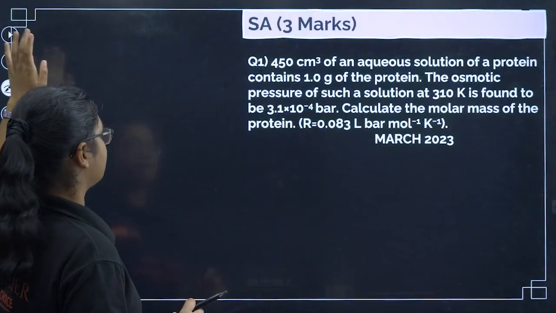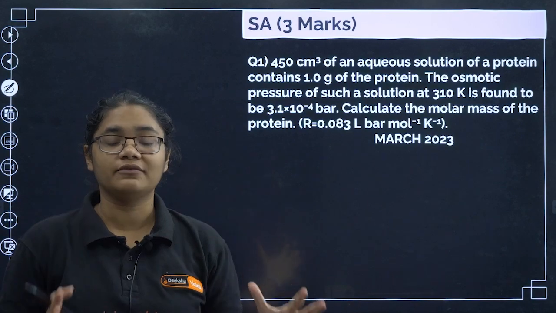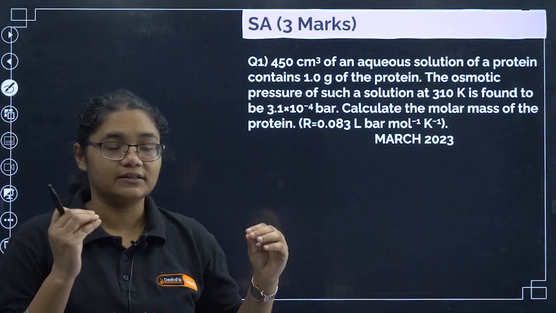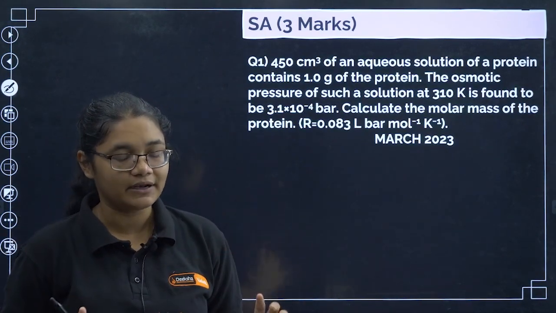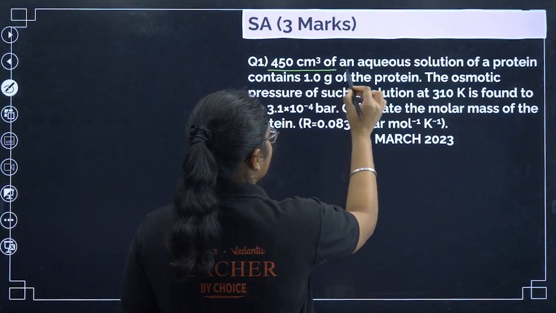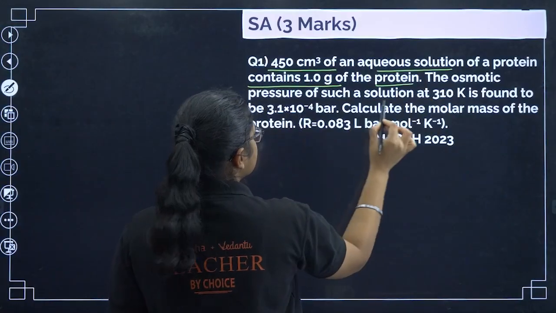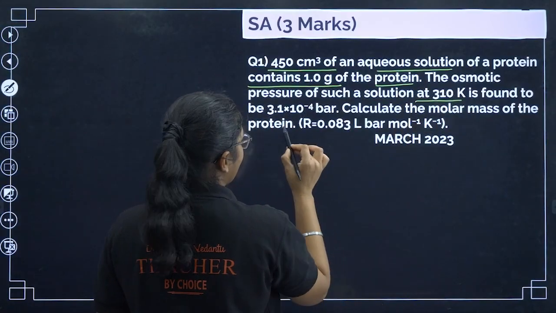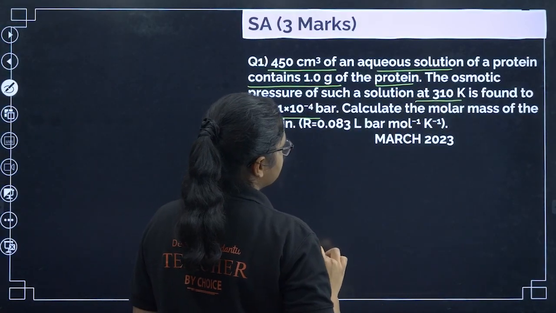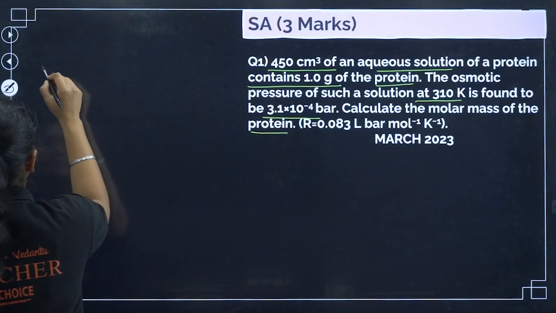So almost I will not be solving each and every numerical. I just tell you the formula. You have allowed calculator is used in the PU2 examination, so you have to calculate it and do the questions. Okay. So first question: 450 centimeter cube of an aqueous solution of a protein contains 1 gram of protein. The osmotic pressure at 310 Kelvin is 3 into 10 to the power of minus 4 bar. Calculate the molar mass.